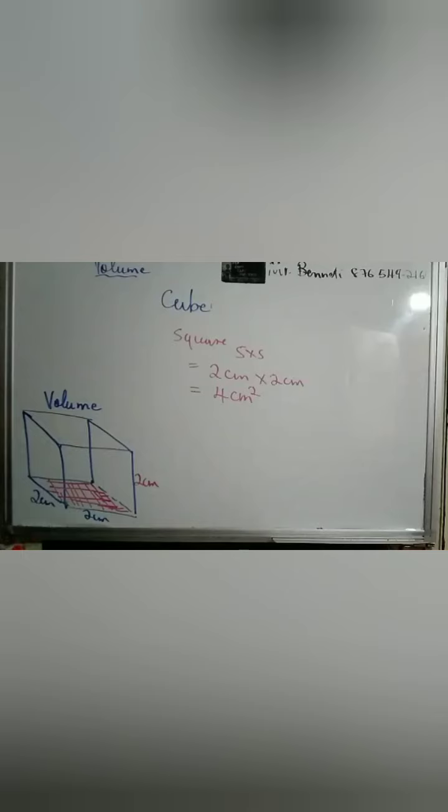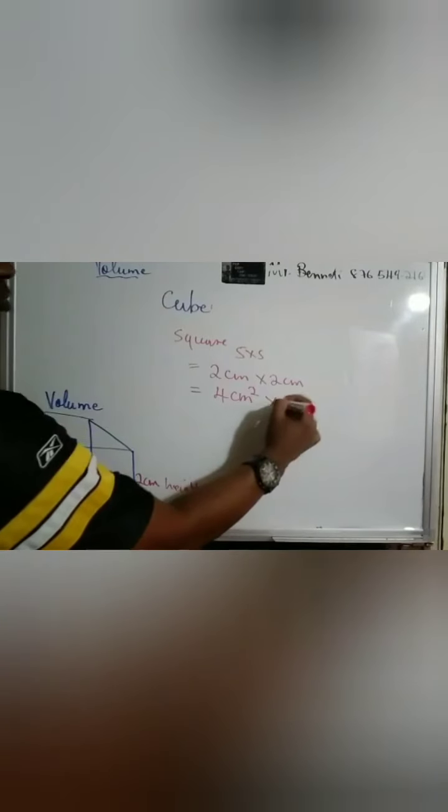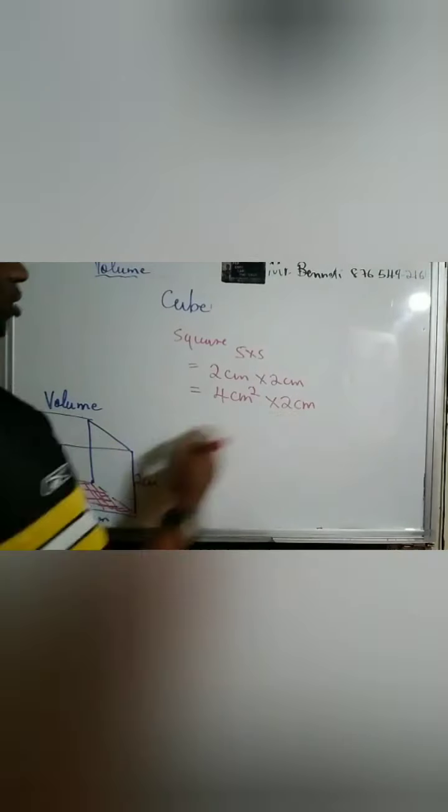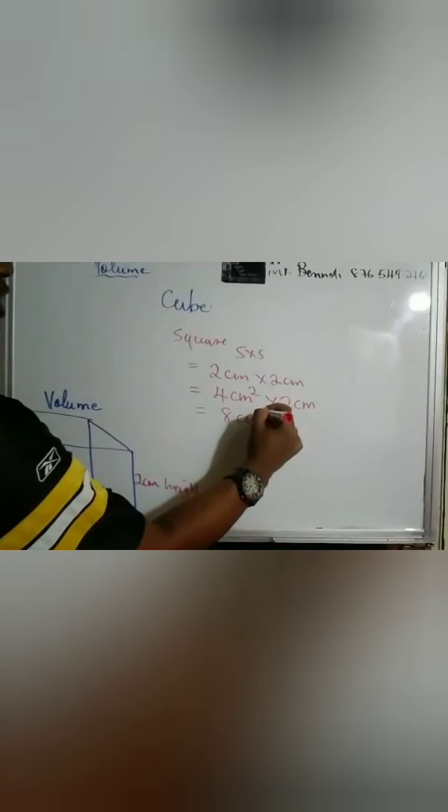But now we have to multiply it by the height. The height is also 2. So it says 2 centimeters. So therefore we get 8 centimeters cubed.